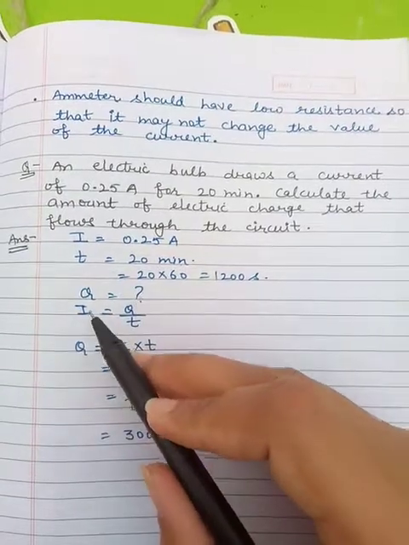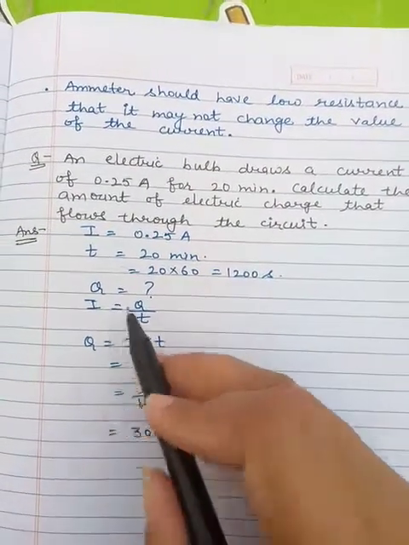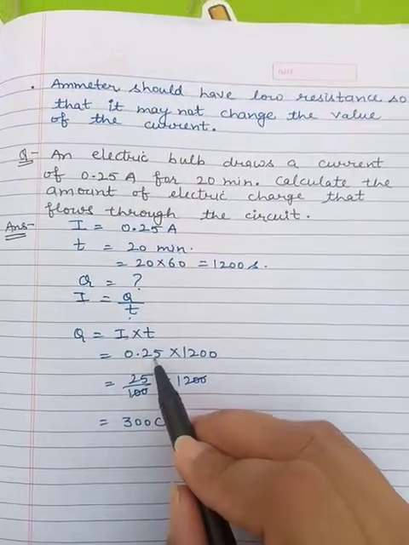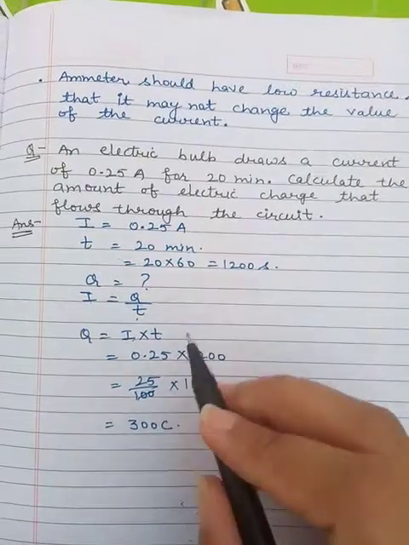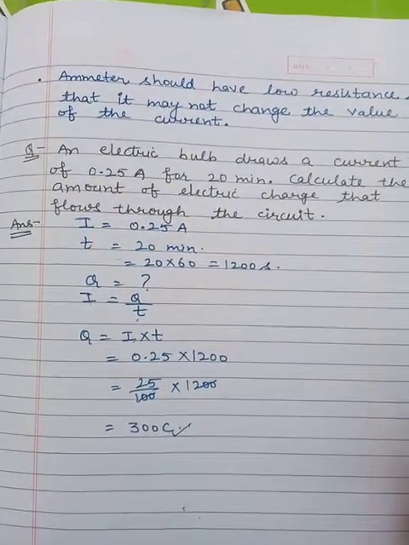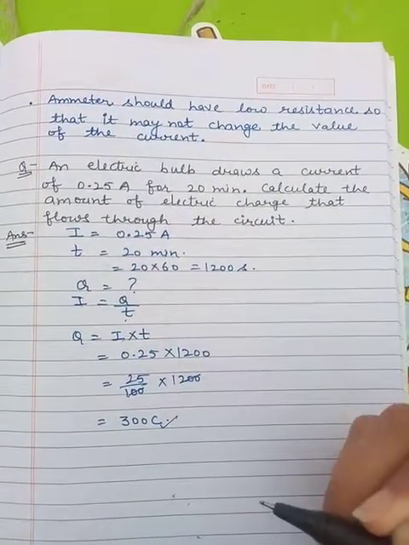So Q, we have the formula I is equal to Q upon T. So this Q is equal to I into T. We have I 0.25 into 1200. So we will solve this value and we will get the answer, that is 300 coulomb. So the answer is 300 coulomb.